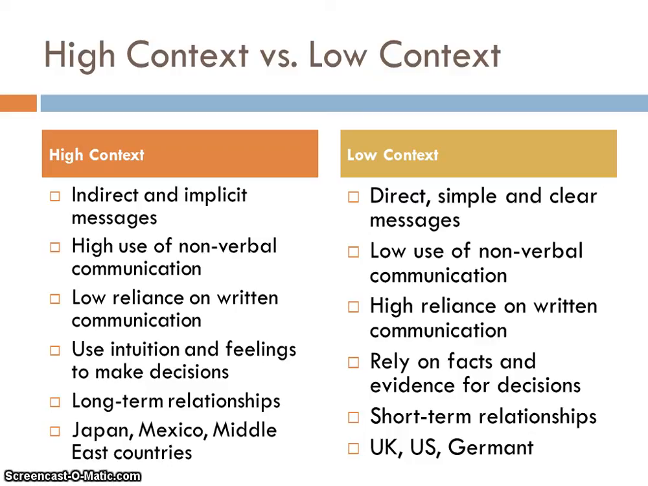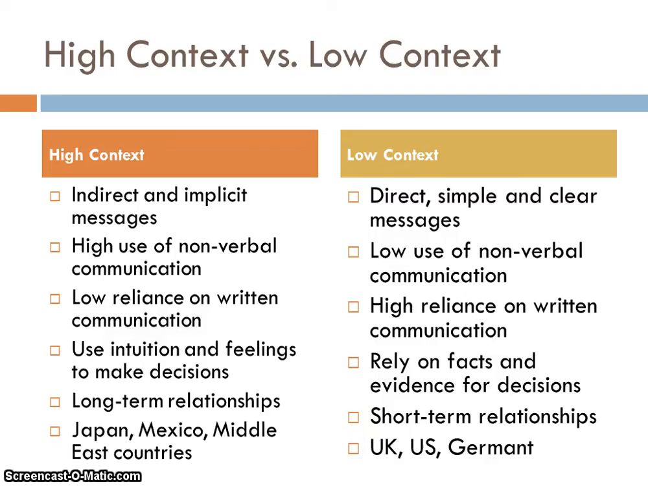Their reliance on written communication is very low. They like to talk, they like to meet in person, face to face. They don't like to use emails, text messages, WhatsApp, and so on. If they couldn't meet you, they'll just call you up, so that you get the message directly from that person. A lot of these people use their intuition and feelings to make decisions, and they go for long-term relationships rather than short-term relationships. Countries like Japan, Mexico, the Middle East countries, and even Malaysia have this high context in our interaction.